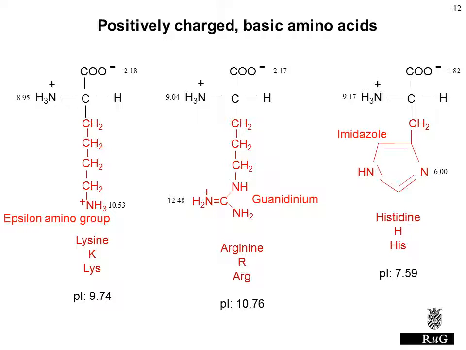Another amino acid that is basic is arginine. It has the guanidinium group in the side chain with a pK of 12.48. This gives it a pI, an isoelectric point, of 10.76. And finally, an interesting amino acid, histidine. Histidine has an imidazole in its side chain with a pK of 6. That means histidine is partially charged and partially neutral at physiological pH. It has a pI of 7.59.